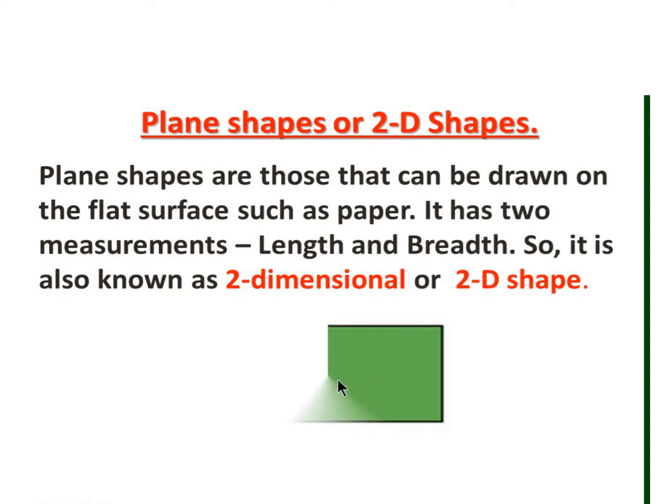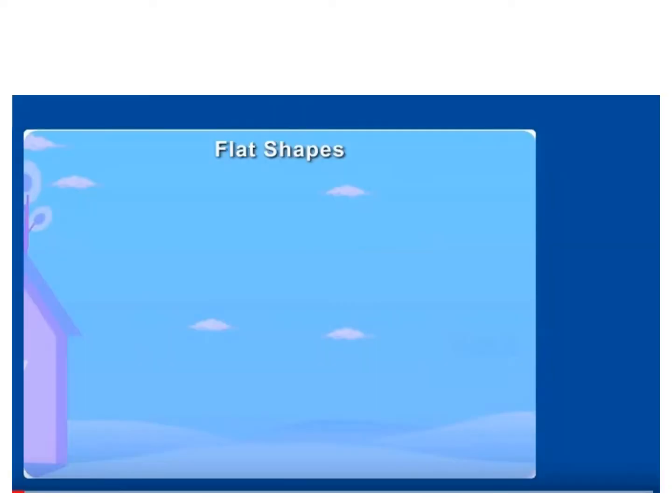Let me show you some examples. Can you tell me what is this? Yes, this is a rectangle. So a rectangle has only length and breadth. That's why it is a 2D shape, because it has only length and breadth. So let's learn some more examples of 2D shapes. I will show you some more examples of 2D shapes.